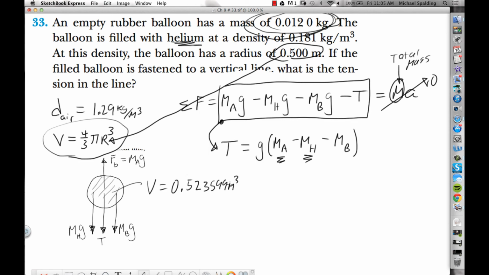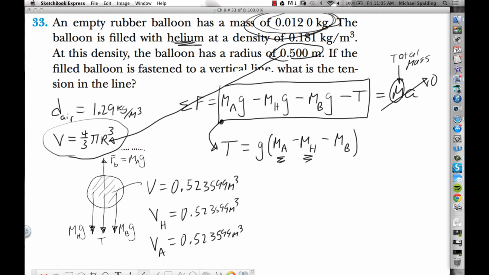Now, guys, what's the volume of the helium going to be? It's going to be that, 0.523599 cubic meters. What's the volume of the displaced air going to be? Is the balloon fully submerged in air? Yeah. So the volume of the air is 0.523599. It's the same volume.